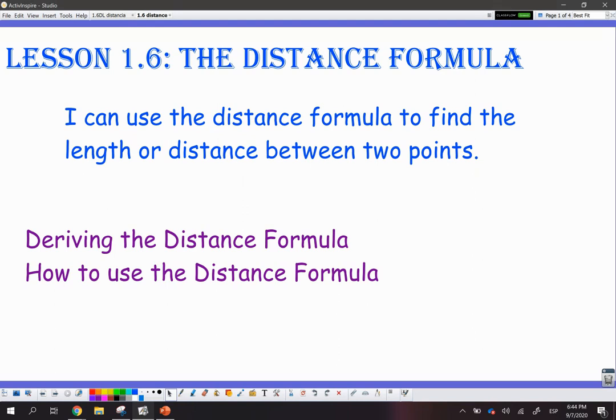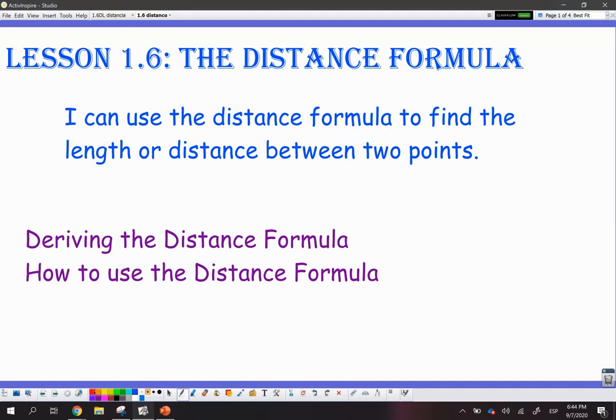So we've already talked about several other formulas like the midpoint and the slope formula. Today is the distance formula. So let's look at our objective real quick. I can use the distance formula to find the length or distance between 2 points.